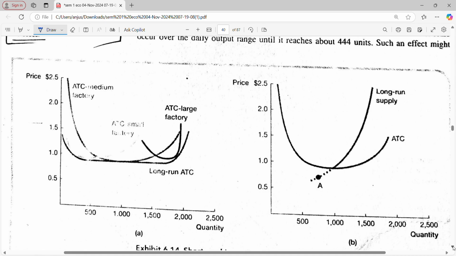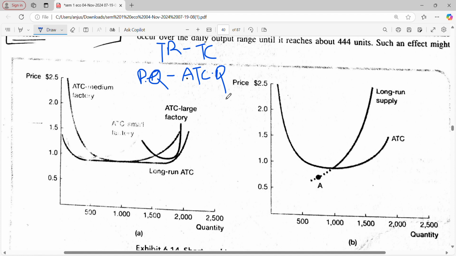But in the long run, optimal combinations of workers and buildings can be chosen to achieve minimal average total cost for each output level. Okay, so profit, we know what profit is. Profit is total revenue minus total cost. Total revenue means price multiplied with quantity. This minus total cost. Total cost means average total cost multiplied with Q. So this is profit.